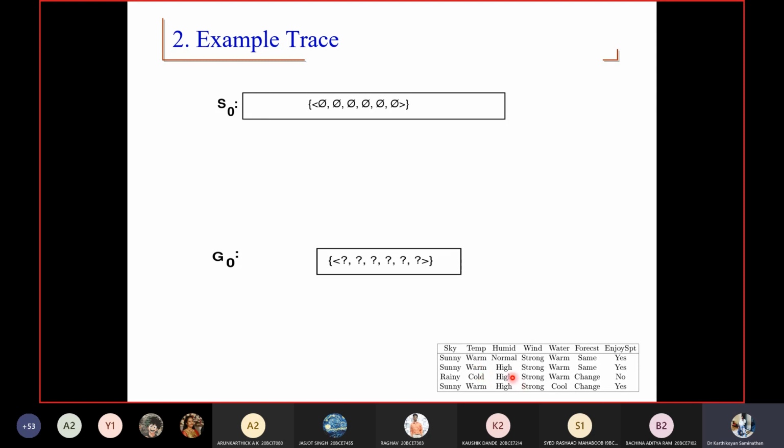Then the third one, high versus high. So a pass. Strong versus strong, pass. Warm versus warm, pass. The last one is change versus same. So what do I need to do? Again, these are all question marks, then this becomes same, right? So this is your answer. This is the three pairs. What is the last answer?